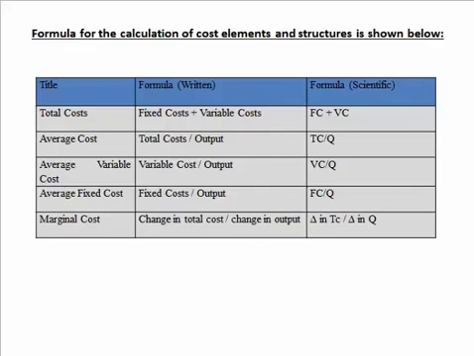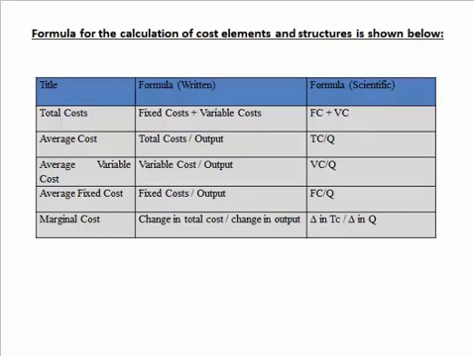The formulas for the calculation of cost elements are shown on the table in front of you. Total cost is a summation, the aggregate, or in other words, the addition of fixed costs and variable costs. Formula: FC plus VC. Average cost is total cost divided by output: total costs divided by Q, which is output, or quantity.